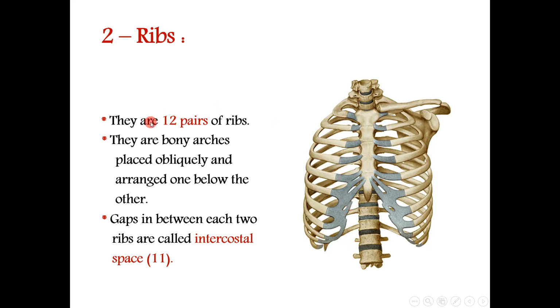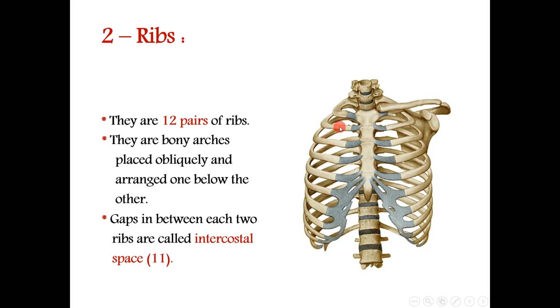So the ribs, they are 12 pairs of ribs, 12 ribs on each side of the body or the thoracic cage. And they are bony arcs, placed obliquely and arranged one below the other. Each rib is under another rib. This is the first, this is the second, this is the third, the fourth, the fifth, and so on.